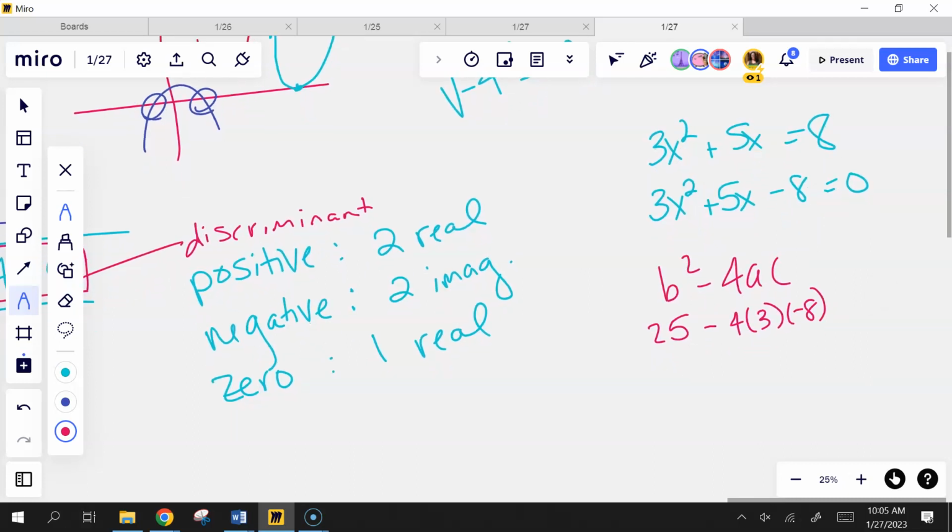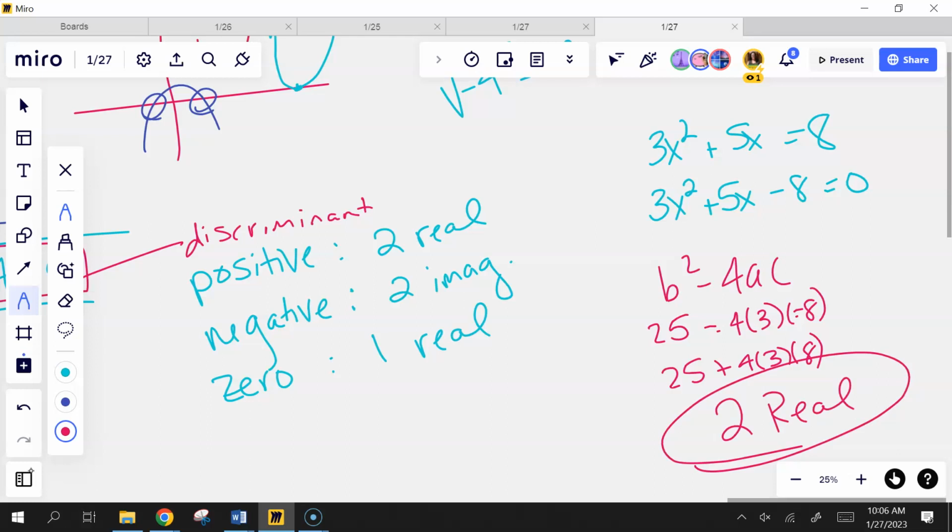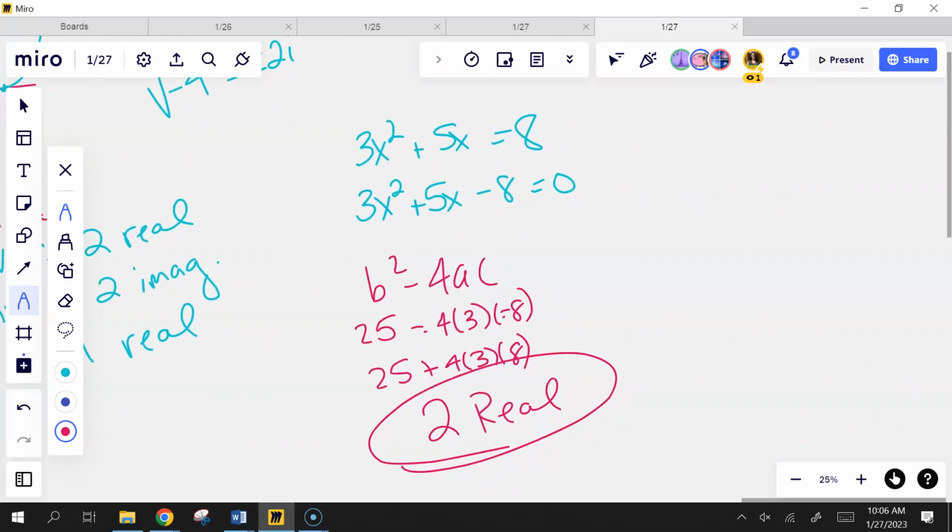Will that give me a positive, a negative, or 0? How do you know? Without even working it, how do you know? Two negatives, this is going to be 25 plus 4 times 3 times 8. I don't have to know the value, I just know that's a positive number. So I know that I'm going to have two real solutions. I don't care what they are, I just want to know how many I have and what they look like. So I know without even graphing, without solving, without doing anything else, that this is going to cross 2 times. And that's all the discriminant does. And I know that that was really fast.